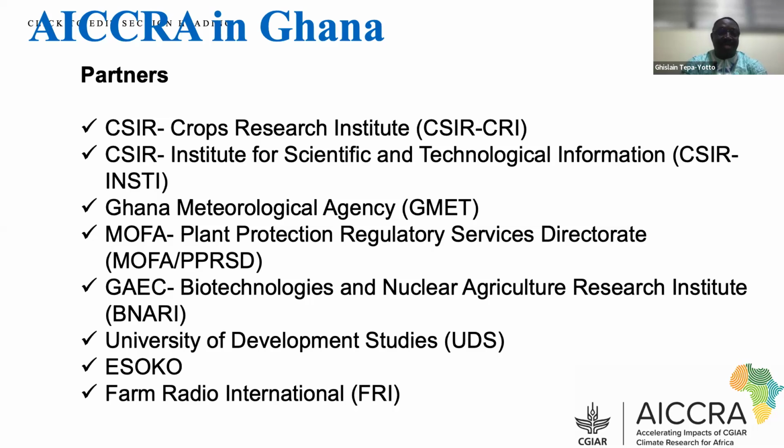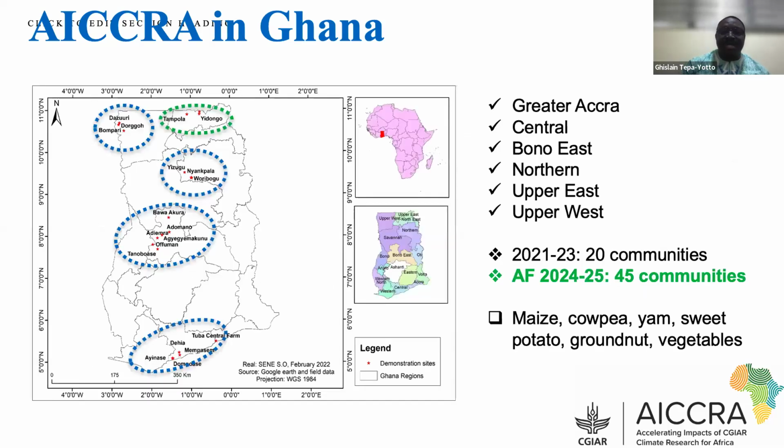The private company that we have engaged so far is SOCO, who was helping in terms of disseminating climate information services in our target communities. And then Farm Radio International was really strategic in terms of deploying some radio programs in our communities to broadcast some of the advisories, climate smart agriculture advisories, and climate information services to make sure that communities have access to those tools. So we operate in 6 regions: Greater Accra, Central, Bono East, Northern, Upper East, and Upper West.